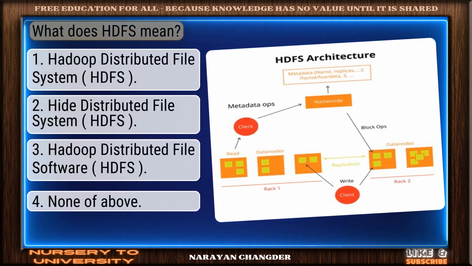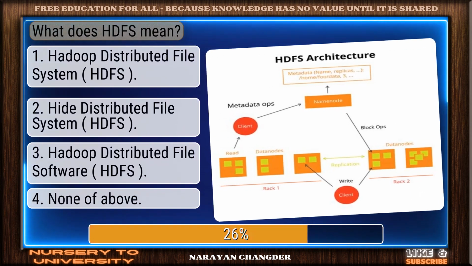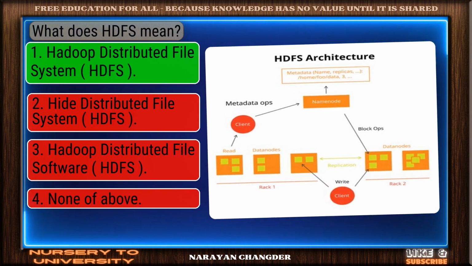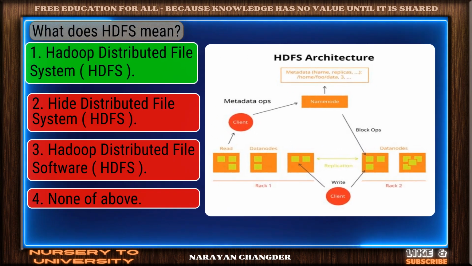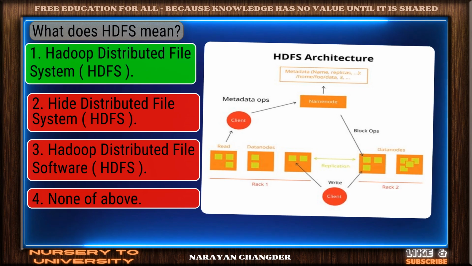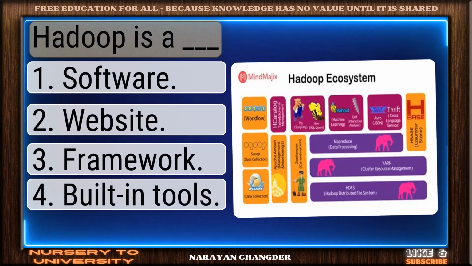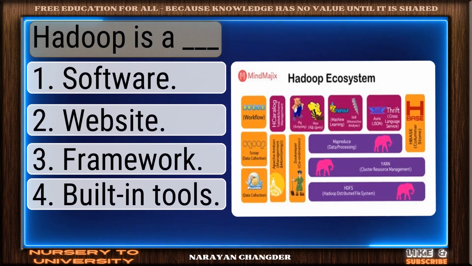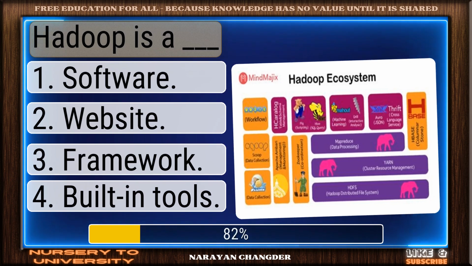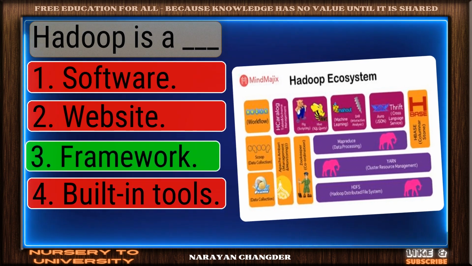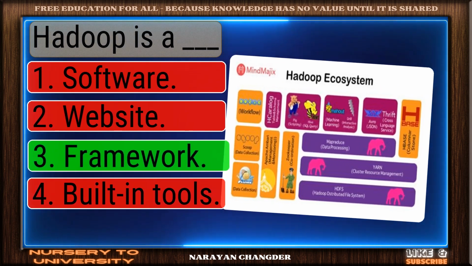Question number 79. What does HDFS mean? Perfect. Hadoop distributed file system is the correct choice. Question number 80. Hadoop is a ___. Good job. Your answer framework works well here.